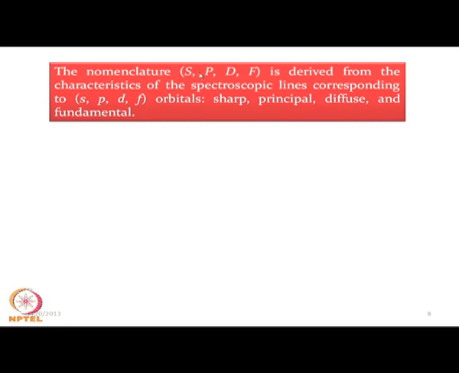The nomenclature S, P, D and F is derived from the characteristic spectroscopic lines corresponding to the small s, p, d, f, which were originally assigned for the atomic spectra of the different orbitals, that is sharp, principal, diffuse and fundamental. But we still use these 4 nomenclatures for L value equal to 0, L value equal to 1, L value equal to 2 and L value equal to 3.